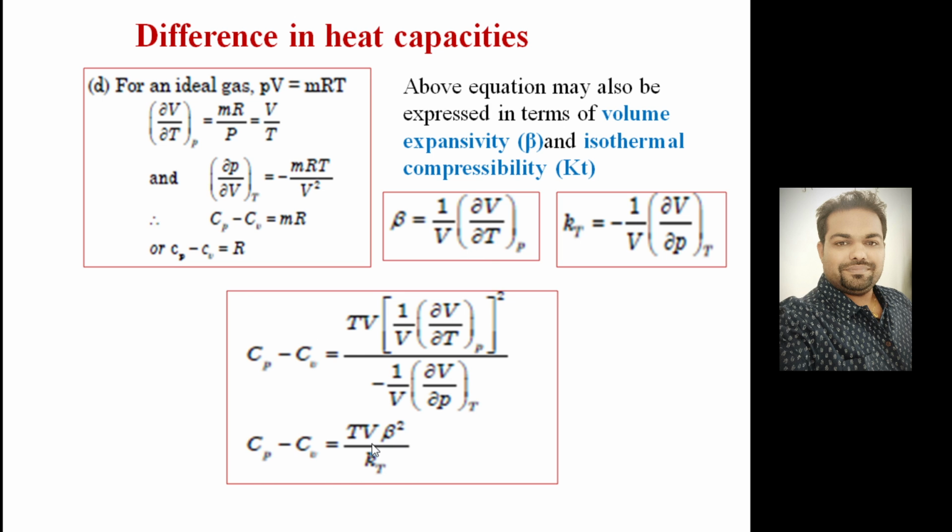So Cp minus Cv is equal to TV beta square divided by kT, right? Like that you can express Cp and Cv in terms of volume expansivity and isothermal compressibility. This is also a very important relationship.